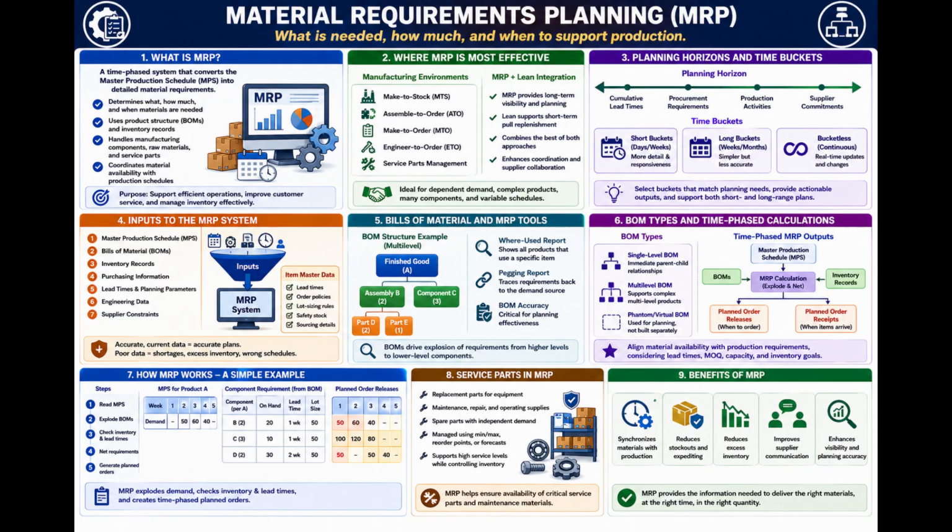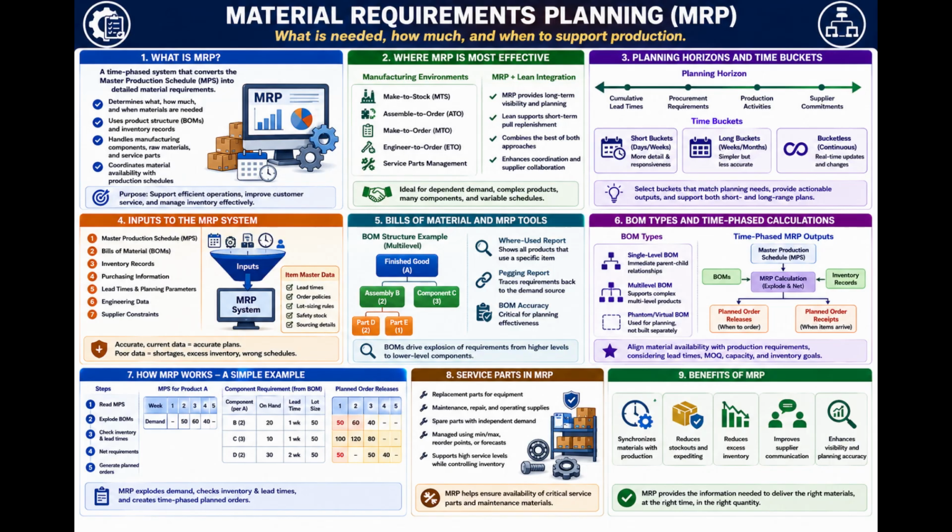Bills of material serve as the foundation for multi-level material planning within MRP systems. A BOM defines the parent-child relationships among finished products, assemblies, subassemblies, and components. MRP uses BOM structures to explode requirements from higher-level items into detailed lower-level material requirements. Engineering data associated with BOMs must be accurate and current to ensure planning effectiveness.